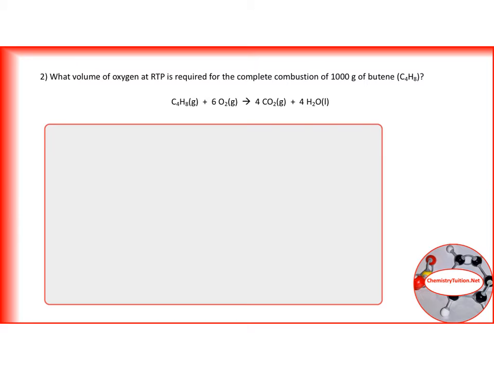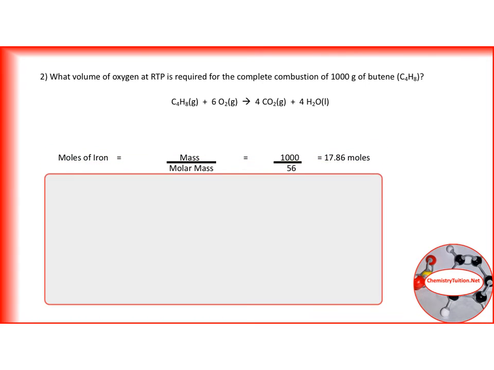You may wish to give question 2 a go by yourself if you are confident with how we completed question 1. If not, carry on and we will go through it now. What we need to do first? Well, we've been given 1,000 grams of butene, so we need to find the moles of butene that we have, and that's going to be our mass divided by our molar mass. The molar mass of butene is 56, and that gives us 17.86 moles.